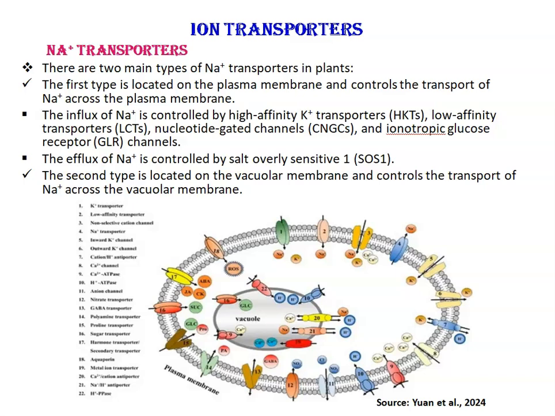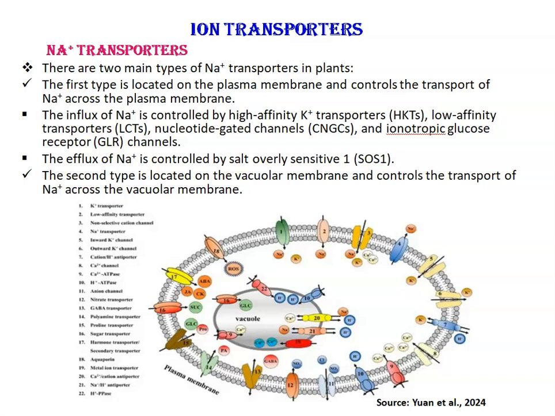First of all, ion transporters. Ion transporters include sodium ion transporters, potassium ion transporters, calcium ion transporters, hydrogen ion transporters, and anion transporters. First, we'll start with sodium ion transporters. Sodium is the most abundant type of cation in extracellular fluid, playing a role in maintaining cellular water and acid-base balance. There are two main types of sodium ion transporters in plants.